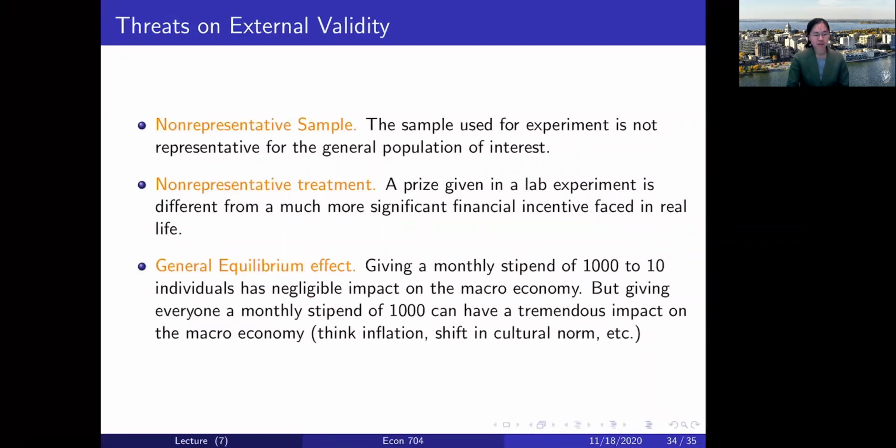Finally, I want to talk about the threats to external validity. There are many ways that external validity may be threatened. The first way is maybe the sample that you draw was not representative. The sample is non-representative.